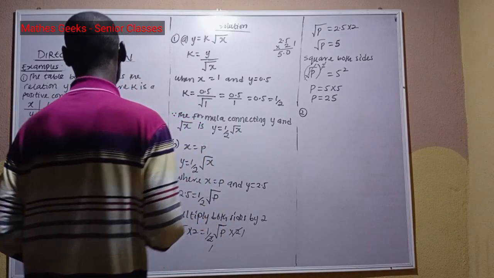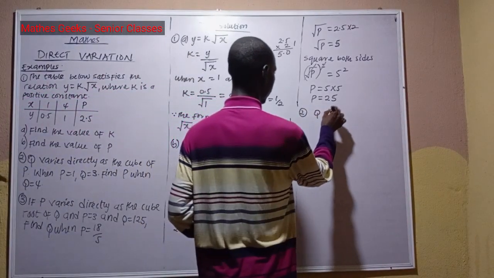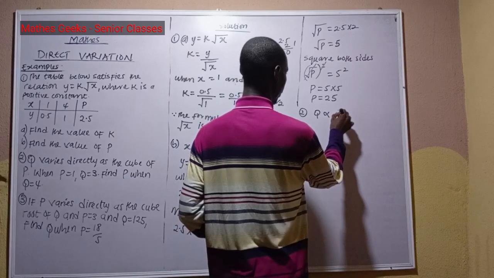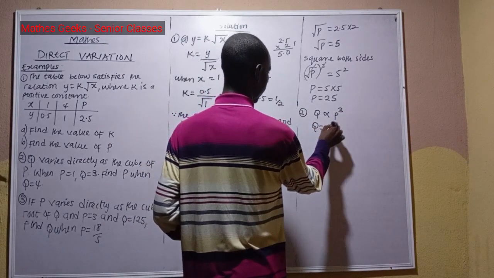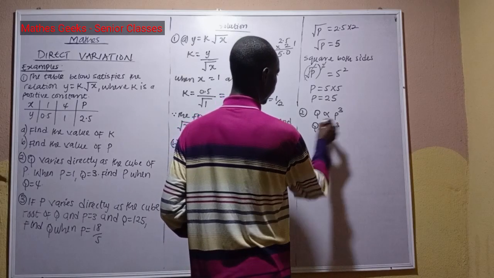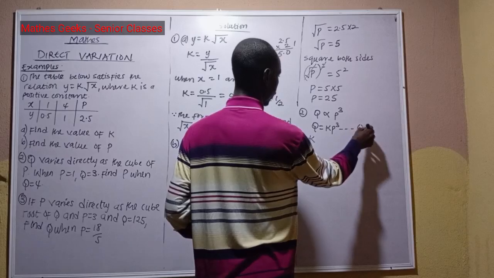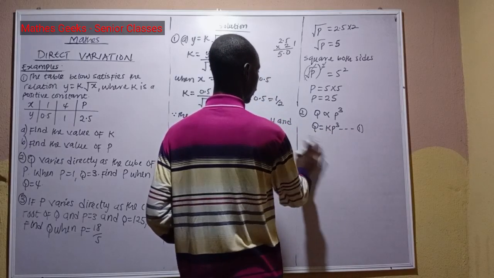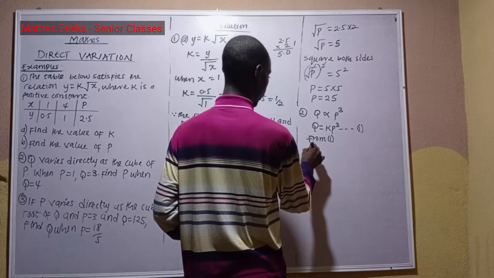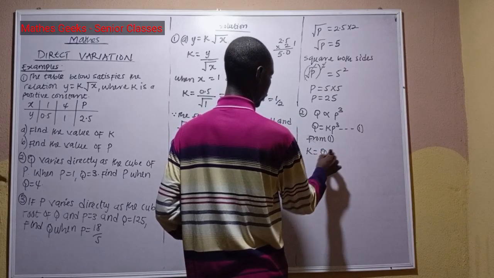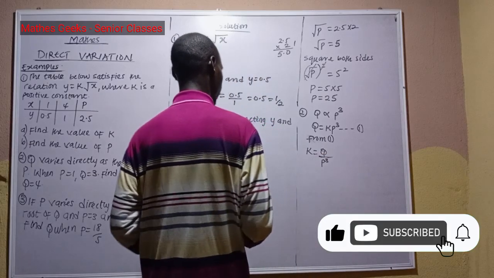So q varies directly as the cube of p. Q varies directly as the cube of p, p raised to the power 3. So q is equal to k p cubed. Let's call this equation 1. From 1, k is q over p raised to the power 3. That is when we make k the subject of the formula.